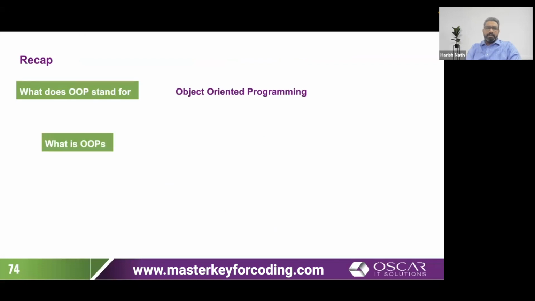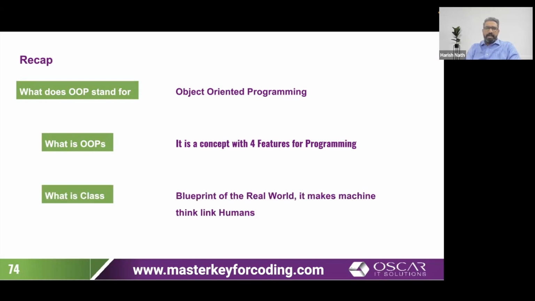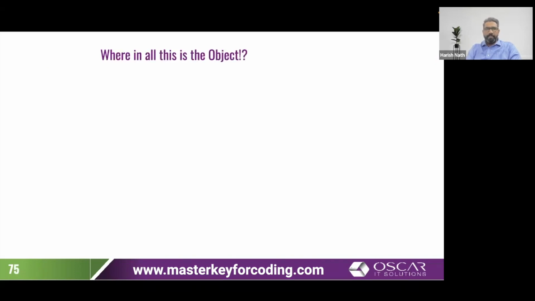So OOP stands for object-oriented programming. It's not a language. It's a set of 4 features. Then class is the blueprint of the real world. And the key factor here is that it makes machines think like humans. On one side, humans are trying to think like machines. On the other side, we are making machines think like humans. So class is crucial for that.